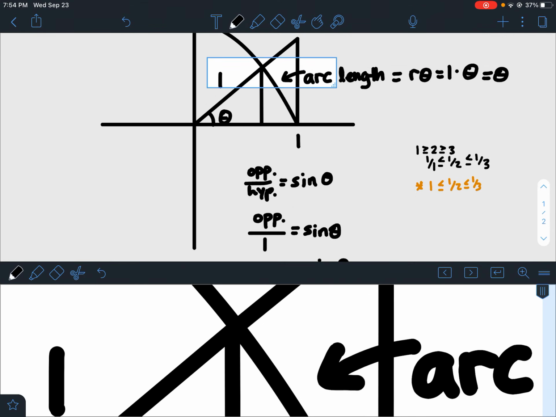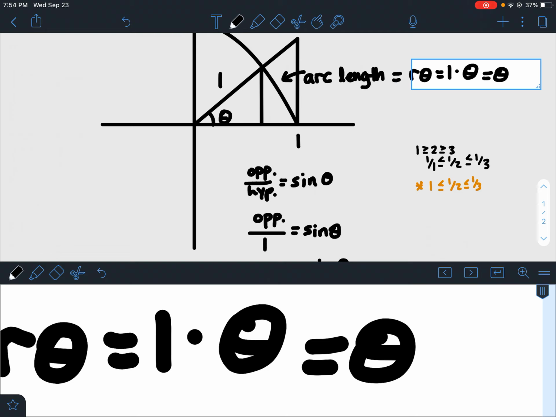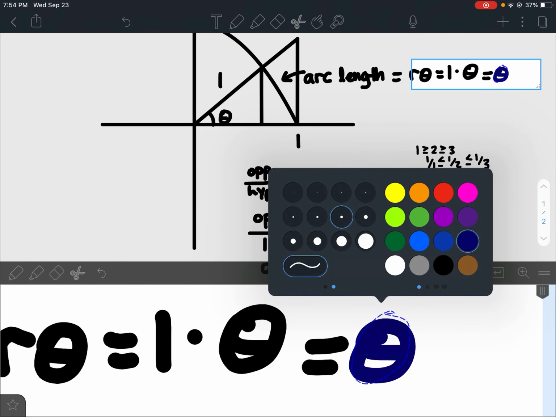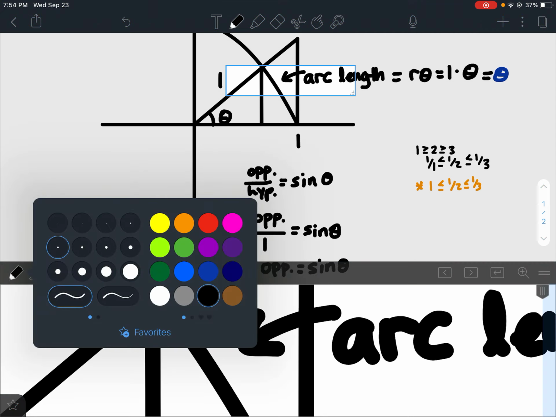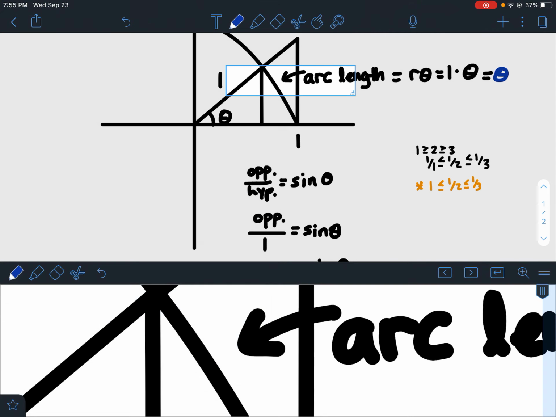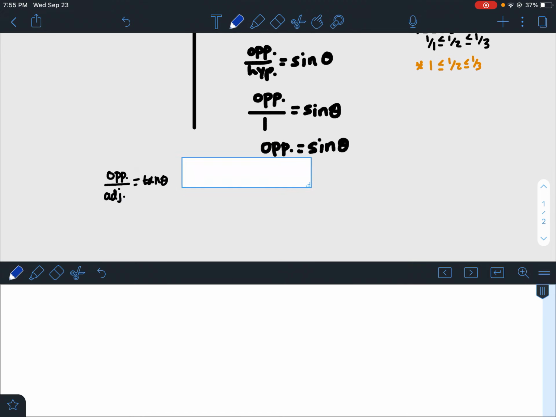And then in between that, we have this angle right here, which is an angle. So the arc length is the angle, which is weird, right? The arc length is the angle.